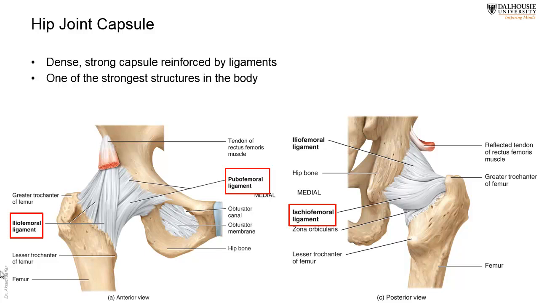You can see here the pubofemoral, ischiofemoral, and iliofemoral ligaments. These are very strong ligaments, and their names are derived from the names of the three bones that form the hip bone. So pubo, ischio, and ilio, and then on the other side, they are attached to the femur, so they are all femoral.